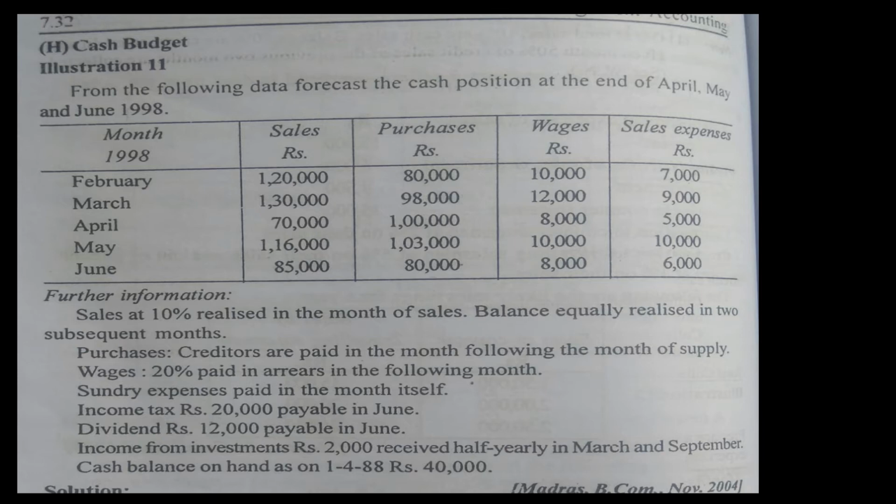Then income tax of 20,000 is payable in June. We are preparing the budget for April, May, June. So in the month of June alone, we'll write income tax paid. Then dividend of 12,000 is payable in June.